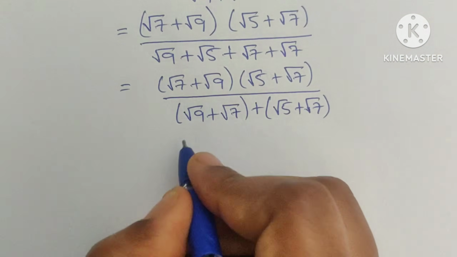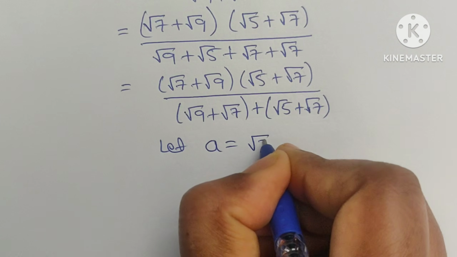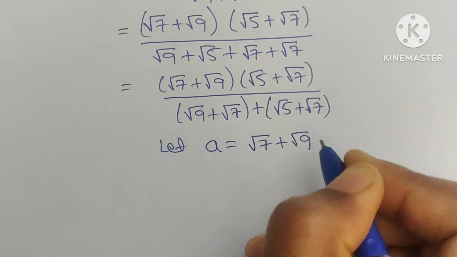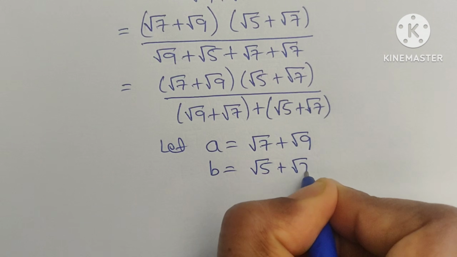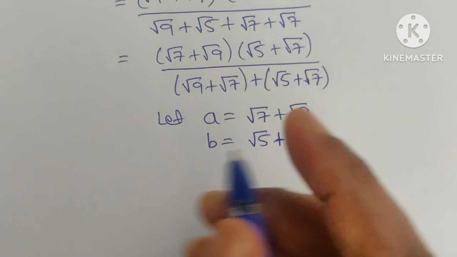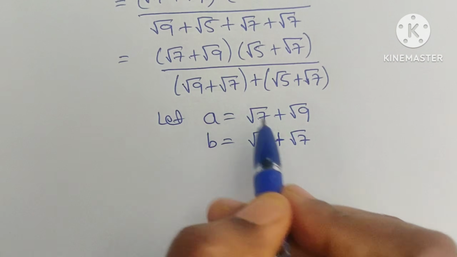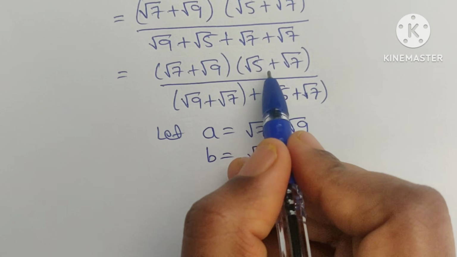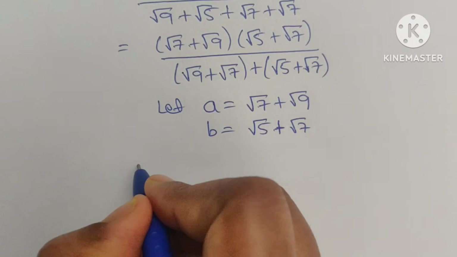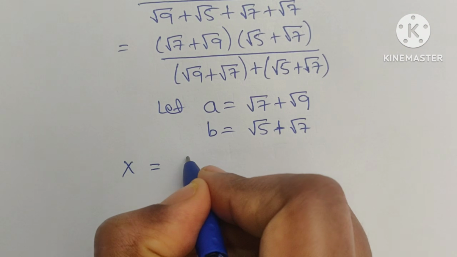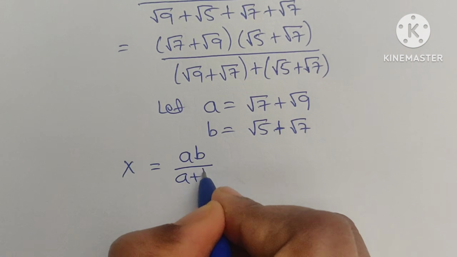Now let us consider a equal to square root of 7 plus square root of 9, and b equal to square root of 5 plus square root of 7. So in place of square root of 7 plus square root of 9 we write a, and in place of square root of 5 plus square root of 7 we write b. Now it will be x equal to a times b divided by a plus b.